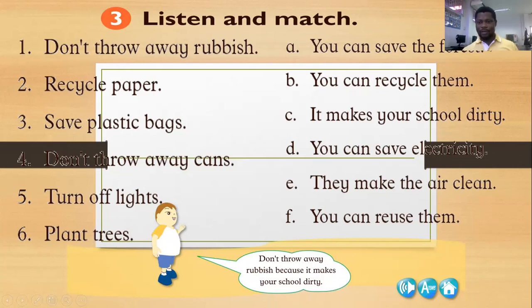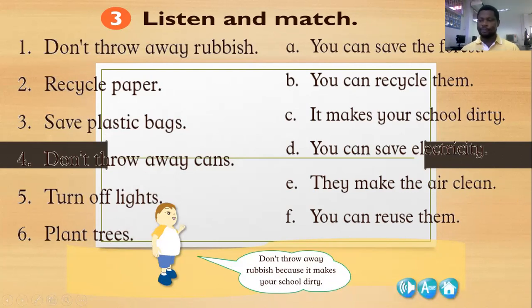A, you can save the forest. B, you can recycle them. C, it makes your school dirty. D, you can save electricity. E, they make the air clean. F, you can reuse them. Okay, so let's listen and match this activity.